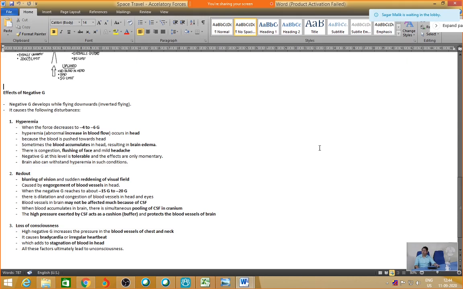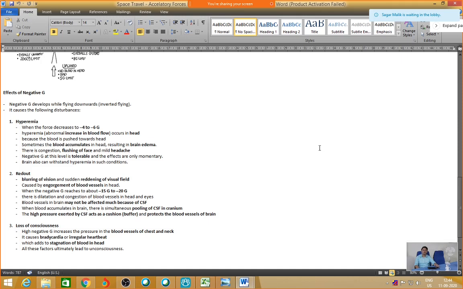Okay, the next phenomenon that you should know is known as red out. We have understood blackout and gray out. Now here negative G causes red out. Red out means there will be blurring of vision and sudden reddening of vision. That means the vision will appear to be red because there is so much congestion near the retinal arteries. So the eyes will basically feel as if they are filled with blood. The vision will turn red. This is known as red out. This occurs in the realm of -15 to -20G.